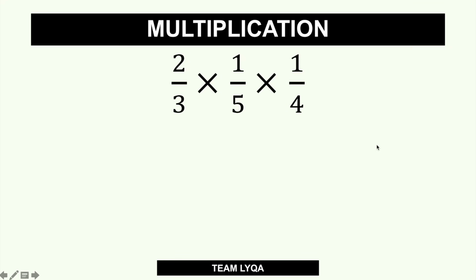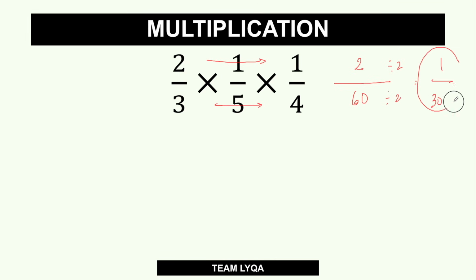Paano pag multiplication? Again, I would argue mas madali pag multiplication kasi pag nagmumultiply ka, wala kang pakialam, basta i-multiply mo lang siya dire-diretso. So, lahat ng nasa taas, lahat ng nasa baba. So, over. 2 times 1 times 1 is 2. 3 times 5 is 15. Times 4, that is 60. Tapos, lowest terms mo lang siya dahil pareho siya ng divisible sa 2. 2, i-divide mo lang siya pareho sa 2. Okay? You'll have 1 over 30, and that is your answer.